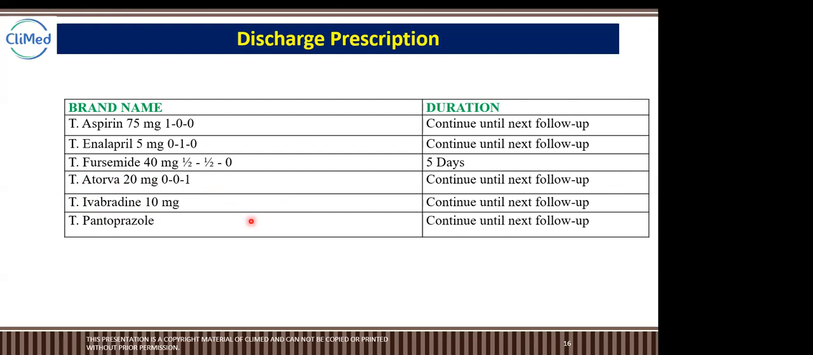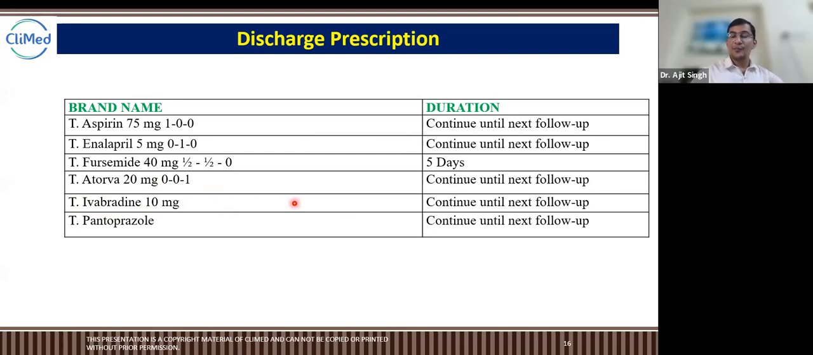Patient heart rate was high. I think heart rate was high as well as BP is low, so unable to continue the bisoprolol. Then it was discontinued and increased the enalapril dose and added ivabradine. Exactly. The reason, patient's BP was at the lower side.